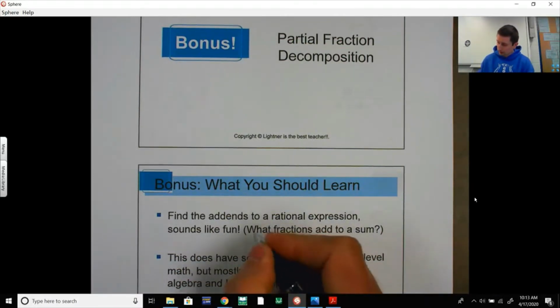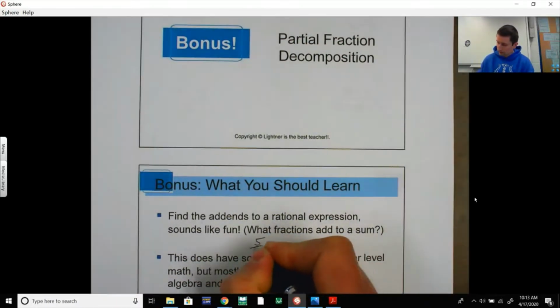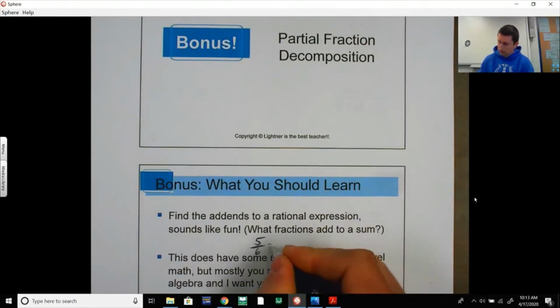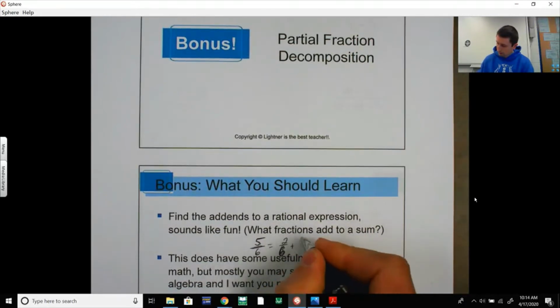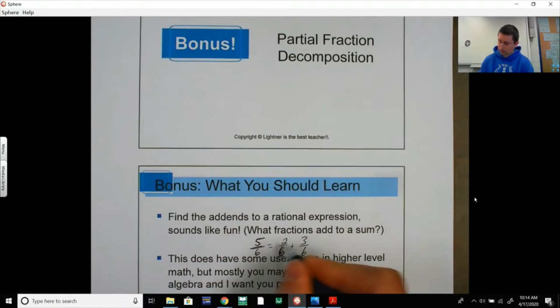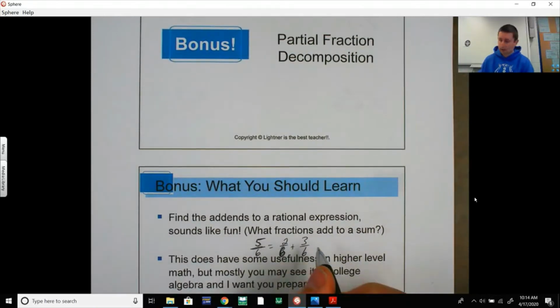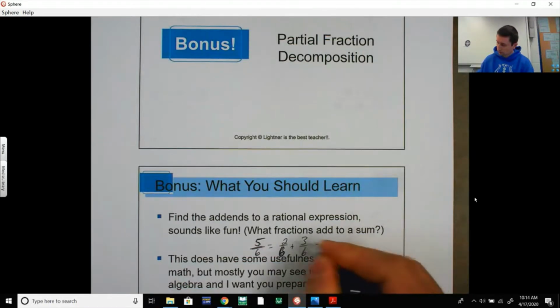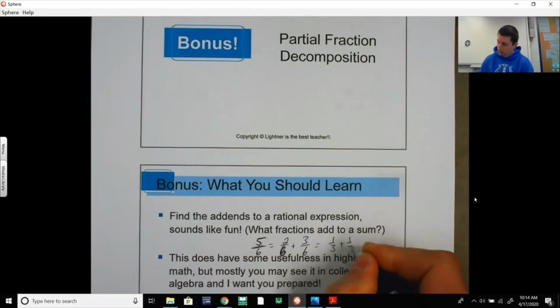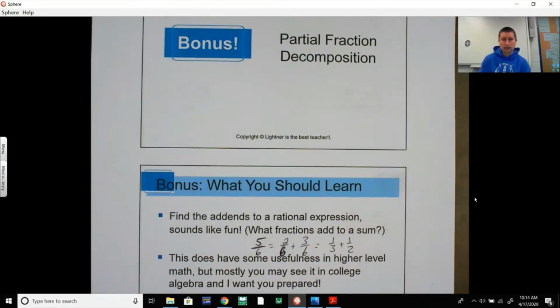Sounds like fun, right? Well, basically, what fractions add to a sum? So if you had, let's say, 5/6. Now we're going to be using variables and polynomials. You could say 5/6 could be 2/6 plus 3/6. Okay, 2 plus 3 is 5. So finding the things that could add to it. Obviously 2/6 could be 1/3 plus 1/2, so 1/3 and 1/2 add to 5/6. So finding the parts that add to a fraction.